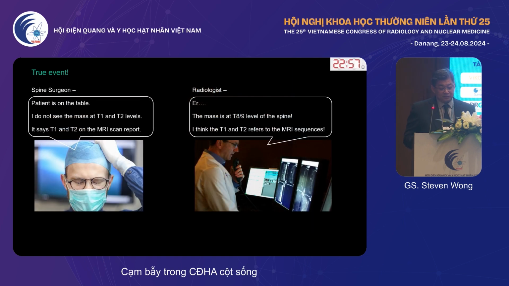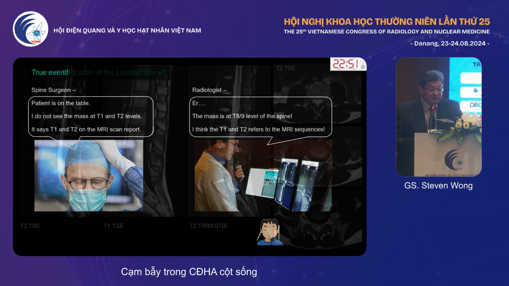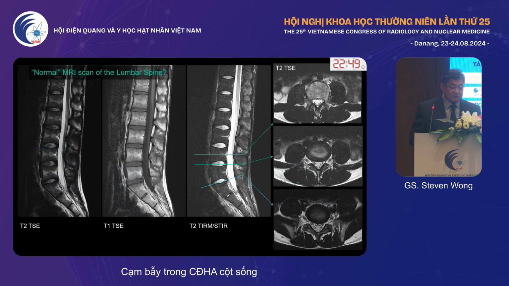This is a true event, and I hope it doesn't happen to you. So nomenclature is very important. Numbering of levels is also very important. This is what a normal MR spine should look like. In my hospital, we use a sagittal T2, T1, and STIR. And this is what the axial should look like at different levels as well.